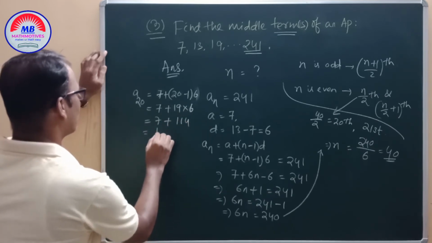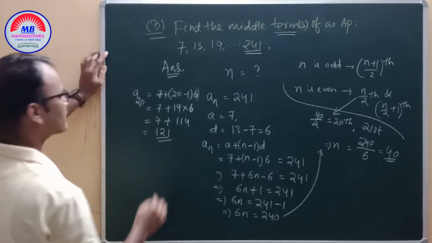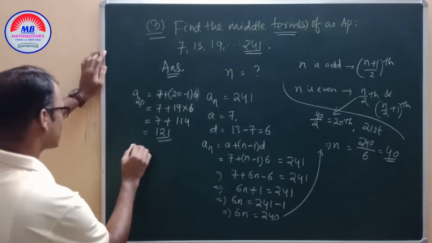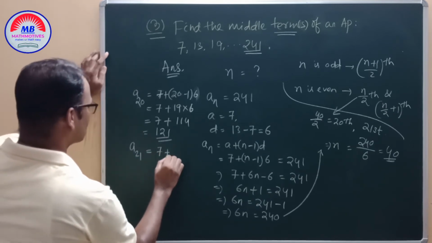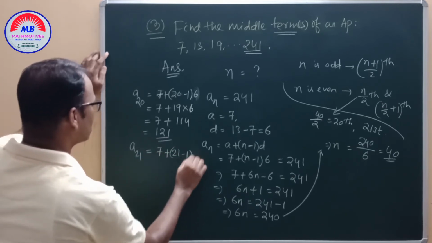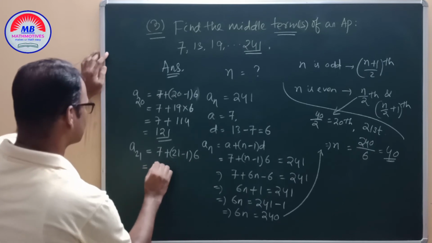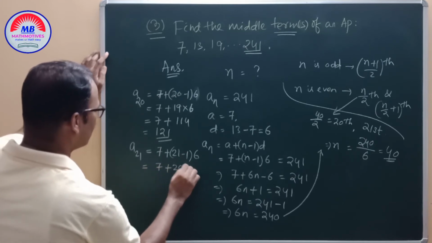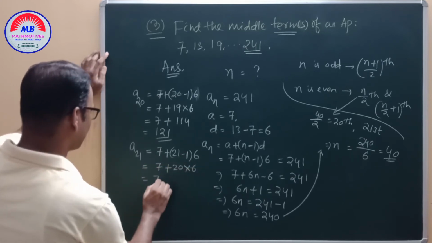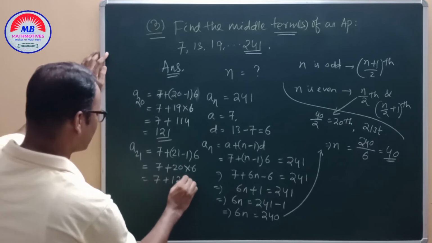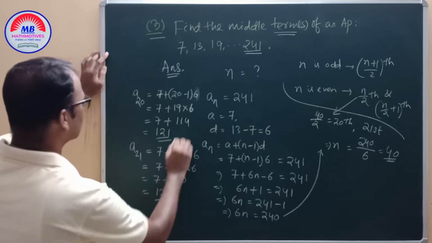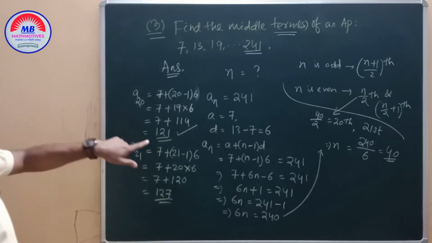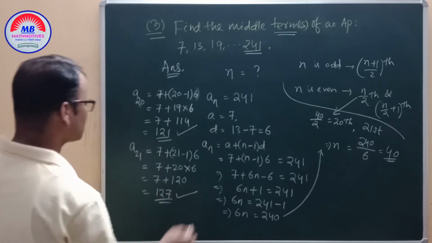It is 121. Then 21st term, a21 equal to 7 plus 21 minus 1 into 6, that is equal to 7 plus 20 into 6, 7 plus 120 equal to 127. Here middle terms, first 20th term is 121 and 21st term is 127.